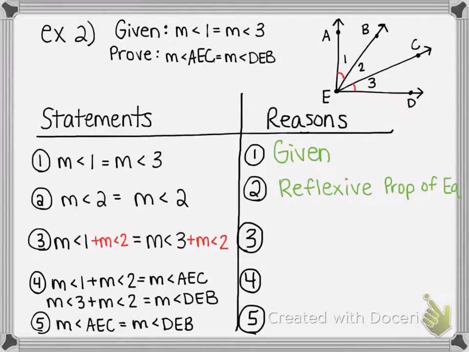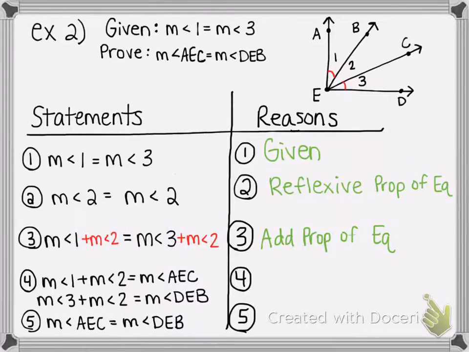So how in the world can we say that statement 3 is a thing? What do we notice happens? Well, if you notice right here, we are adding the measure of angle 2 to both of those. So what allows us to add the same number to both sides of the equal sign? Well, I'm glad you asked. That would be the addition property of equality. Okay, so now move to statement 4.